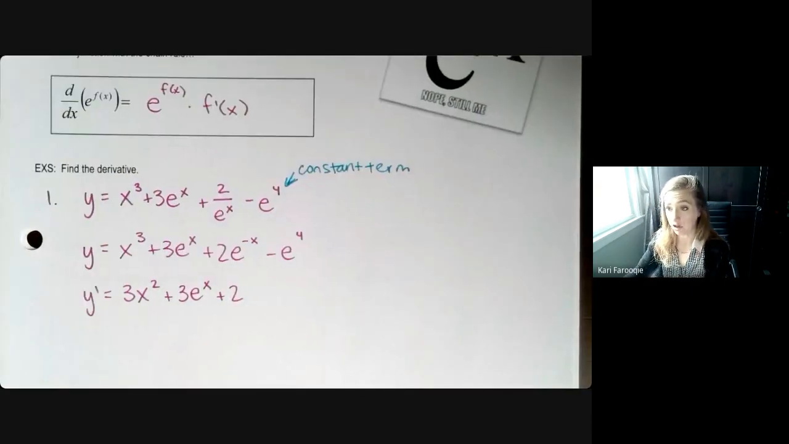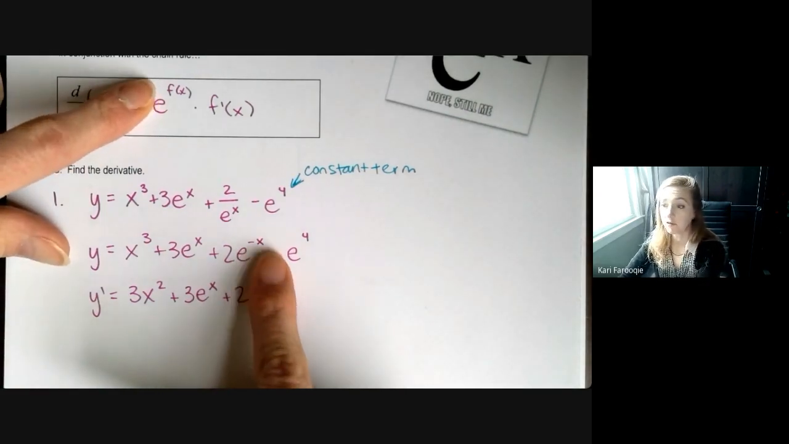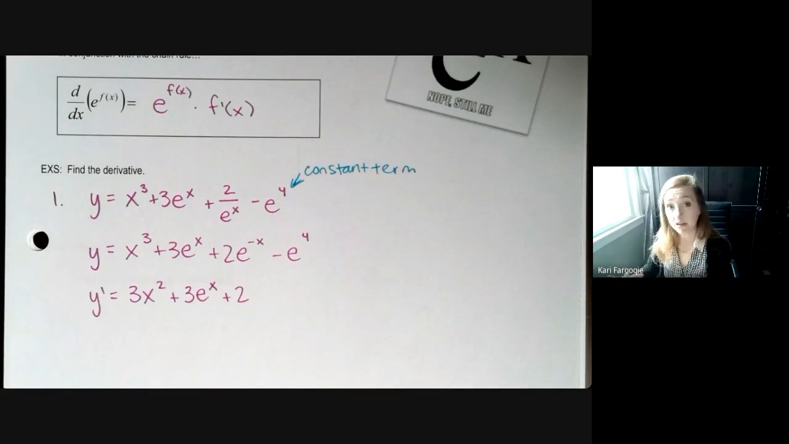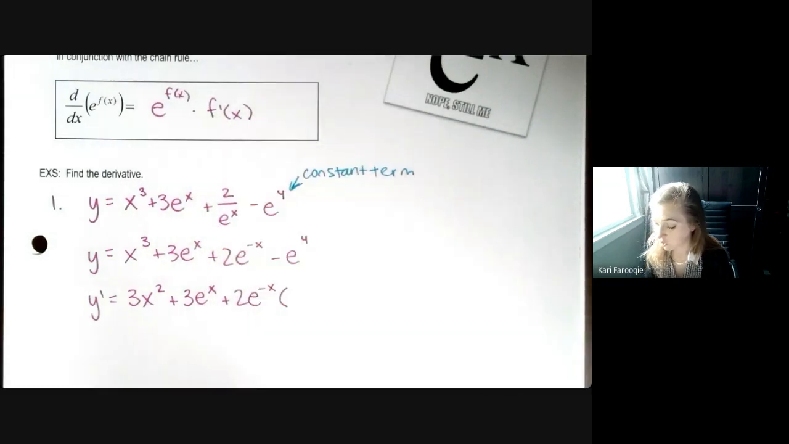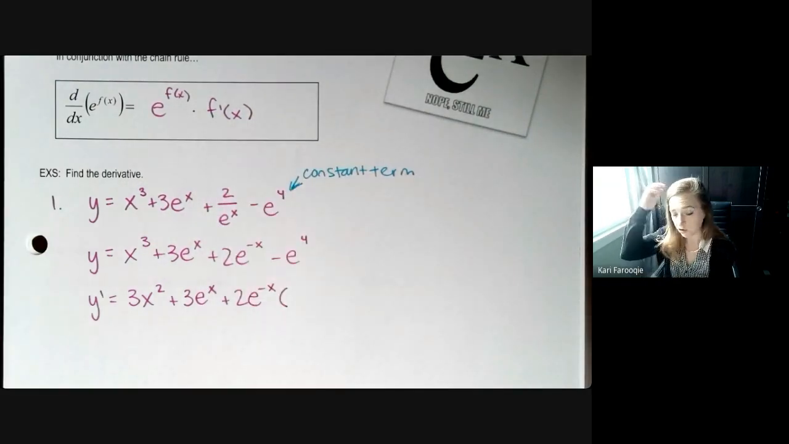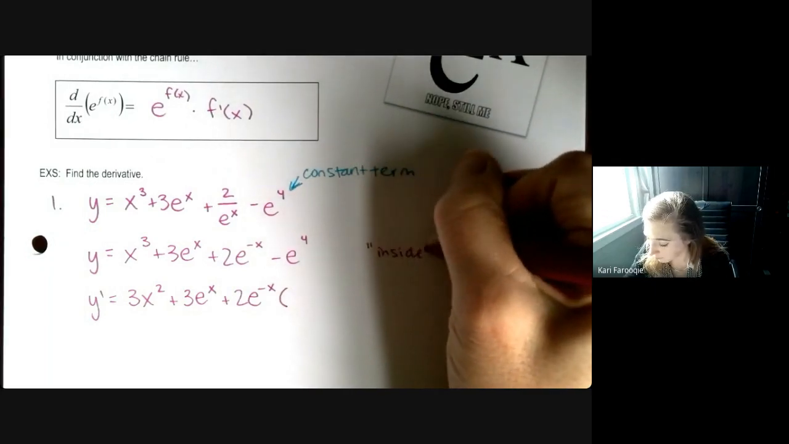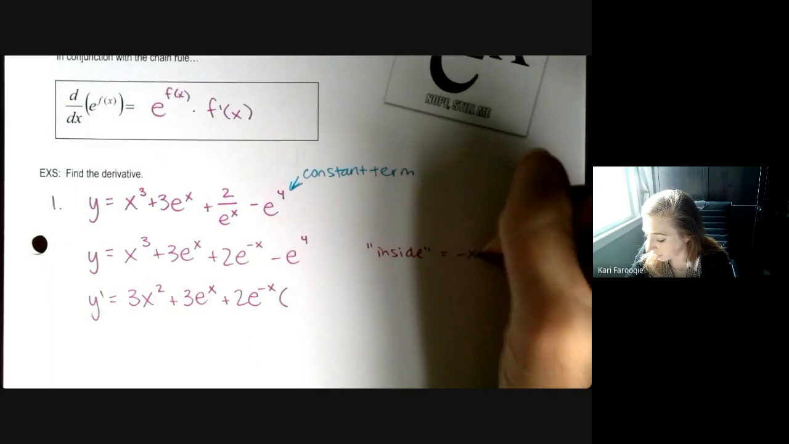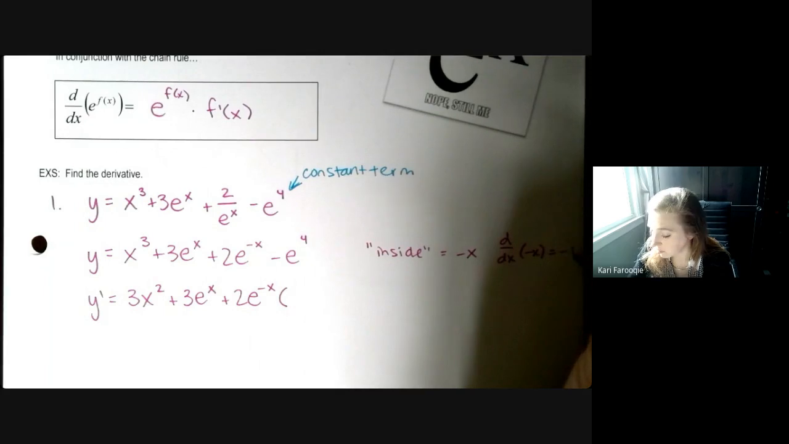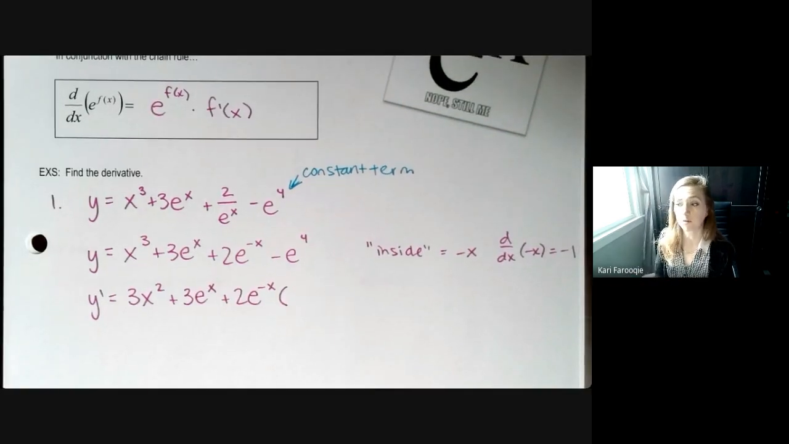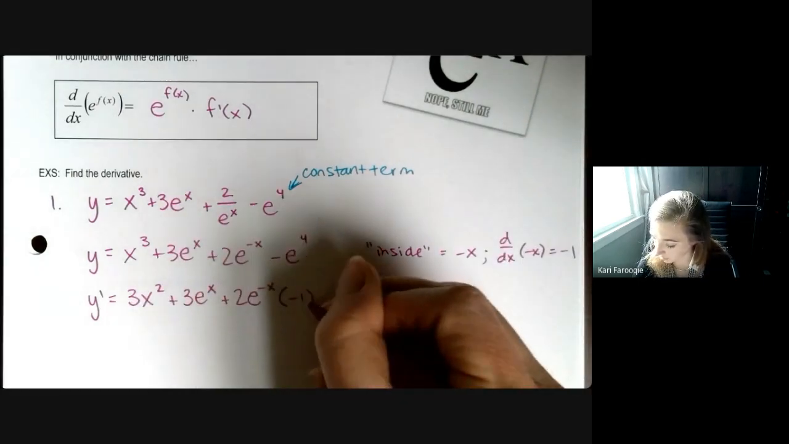But now I need to use the chain rule because I don't just have e to the x, I have e to the negative x. So the function in this case is negative x. That means I have to use the chain rule. I'm going to write this as 2e to the negative x, and I'm going to chain on the derivative of the inside function. The inside function is negative x, and the derivative with respect to x of negative x is -1. So that's what we're going to be chaining on here. So when we do this, we'll be multiplying by -1.